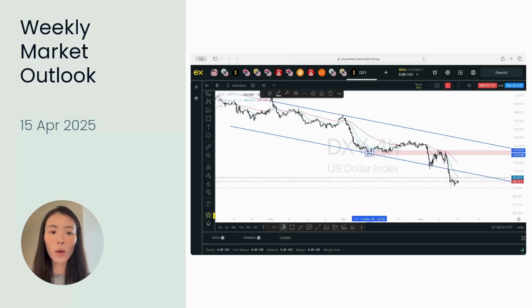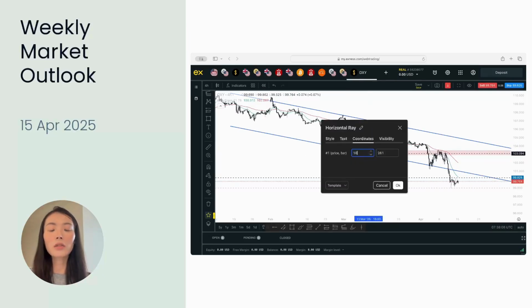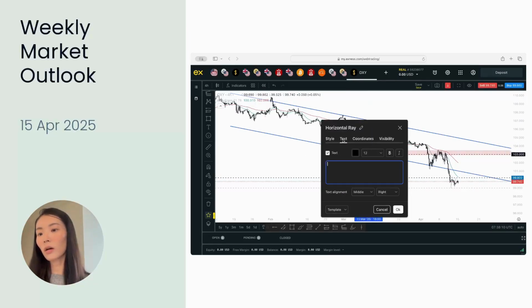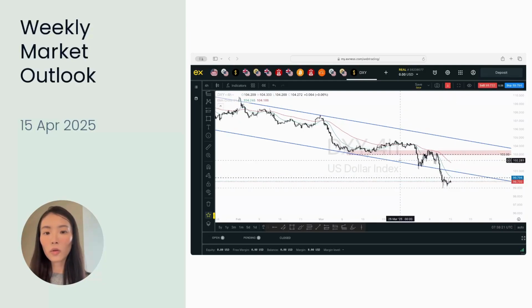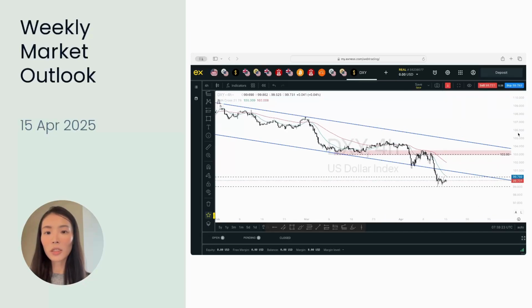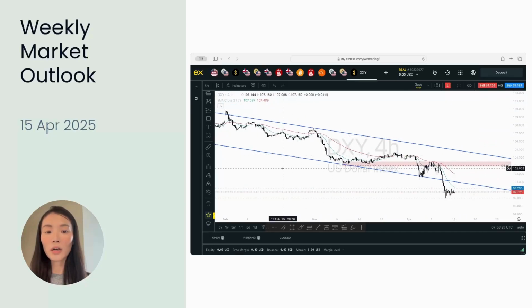So this is about the 103 region, this area over here. Again, it's more of a zone than a specific level, right? So this area, right? So this is the second resistance if price does close above this range that we're looking at. And of course, we can also use the same Fibonacci extension concept that we observed earlier on gold, right?